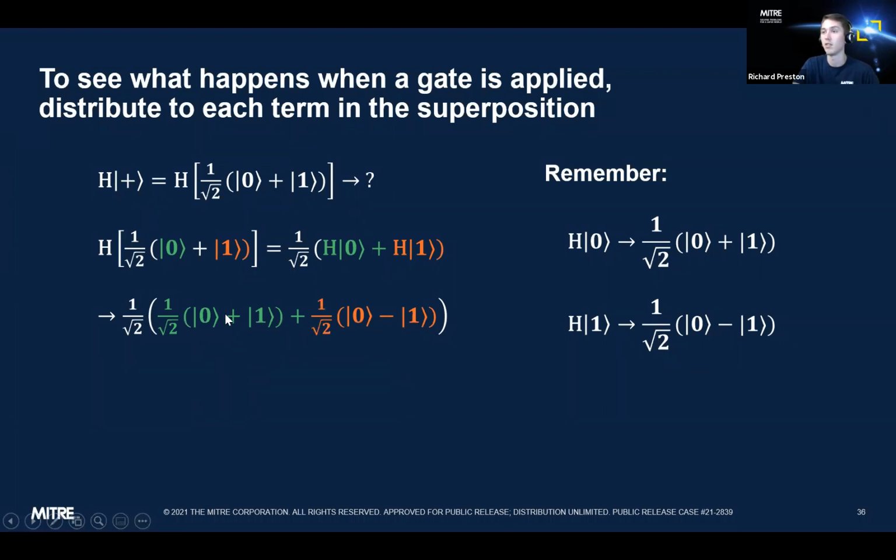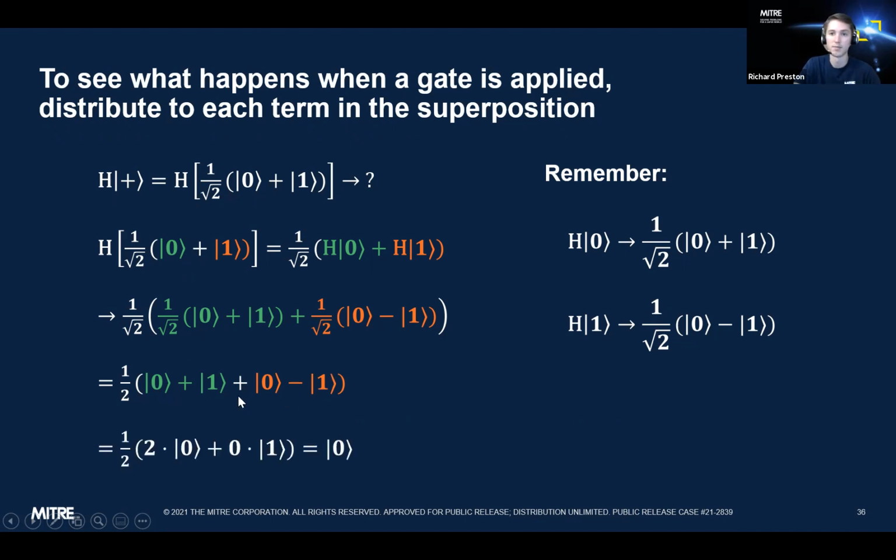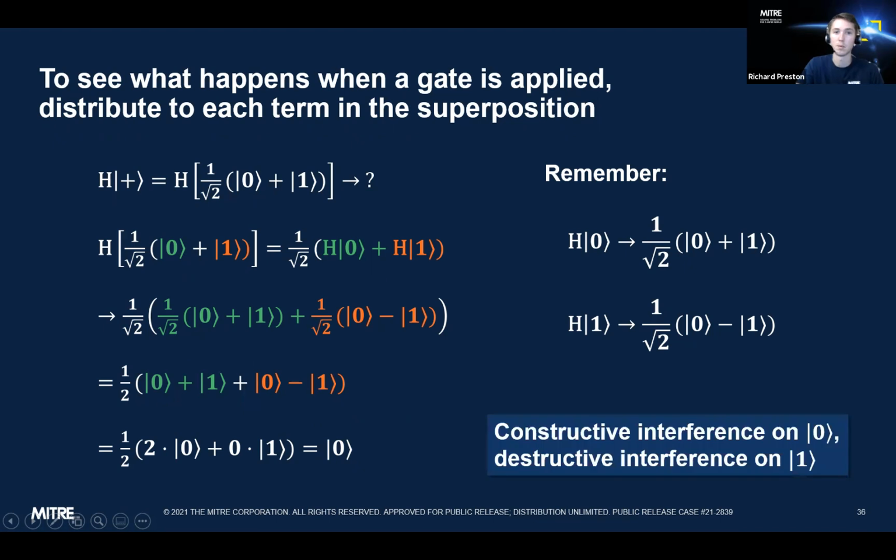Okay, so we can factor this out, combine like terms, and we get 1/2 (0 plus 1 plus 0 minus 1). Well, 1 minus 1 is nothing. It goes away. So the zeros constructively interfere and the ones destructively interfere. So we get just 0. Did people follow that? So a little bit of math, a little bit of algebra, but this is what we really mean when we talk about interference in the context of quantum computing and quantum physics.